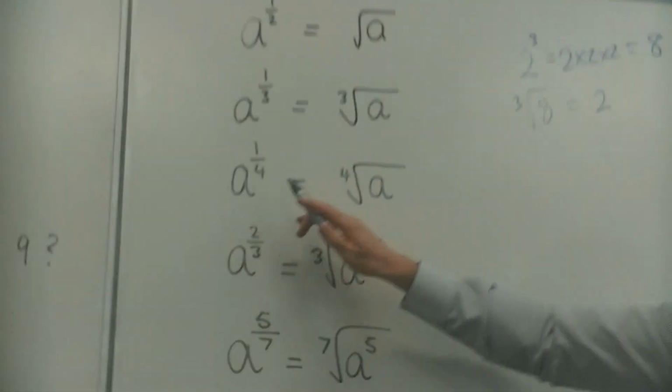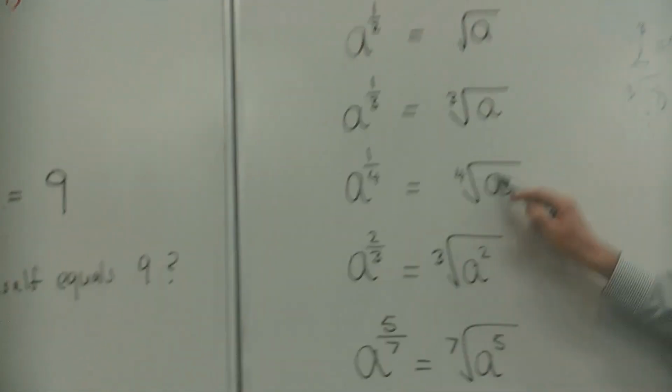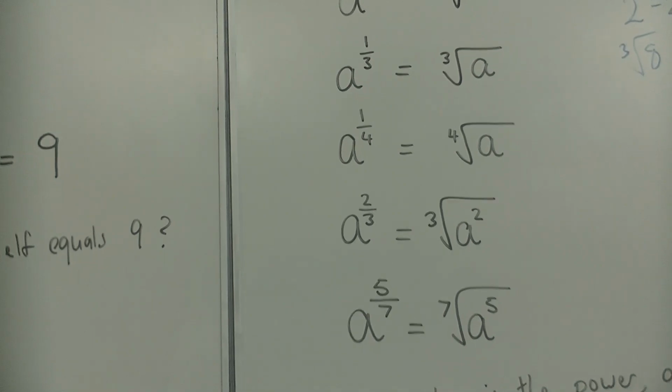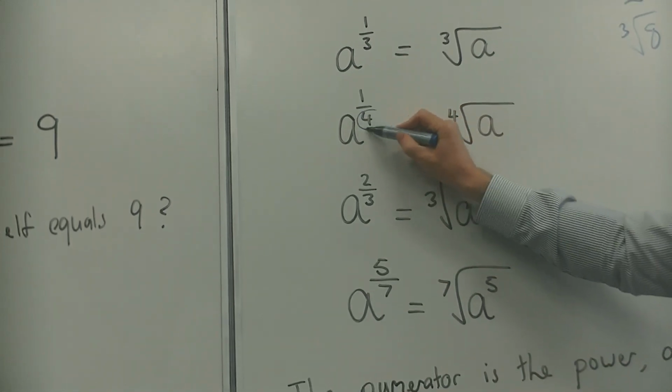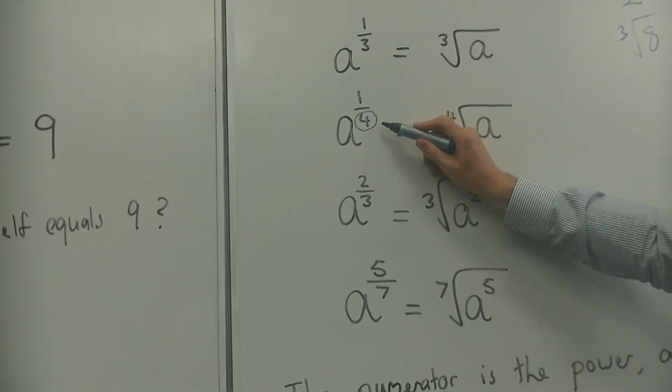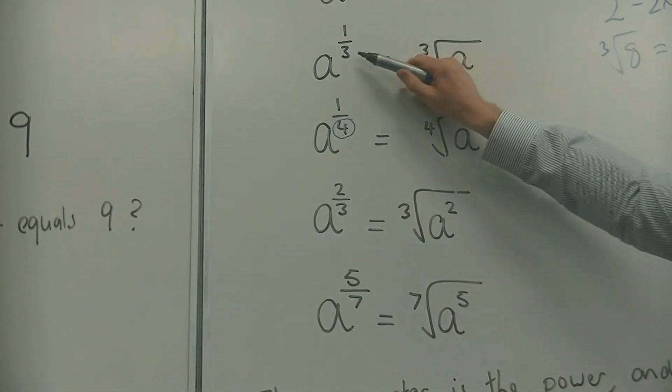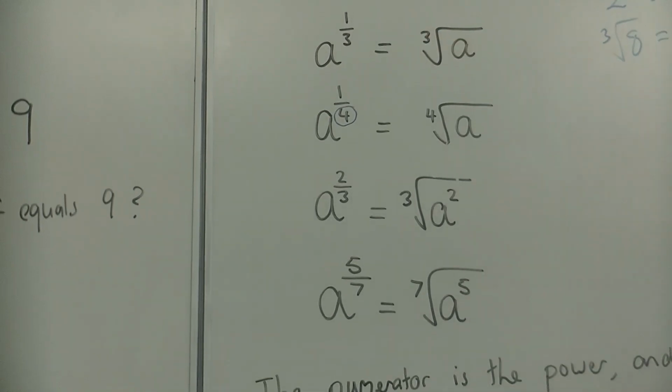Next one, a to the power of a quarter is the fourth root of a. It's exactly the same, but it means the fourth root. So as you can see, the number on the bottom, so the denominator, is the root value. So this one's the fourth root, this one's a cube root, this one's a square root.